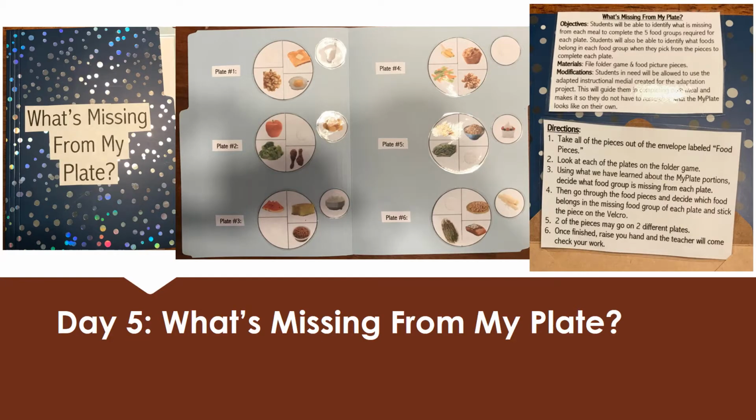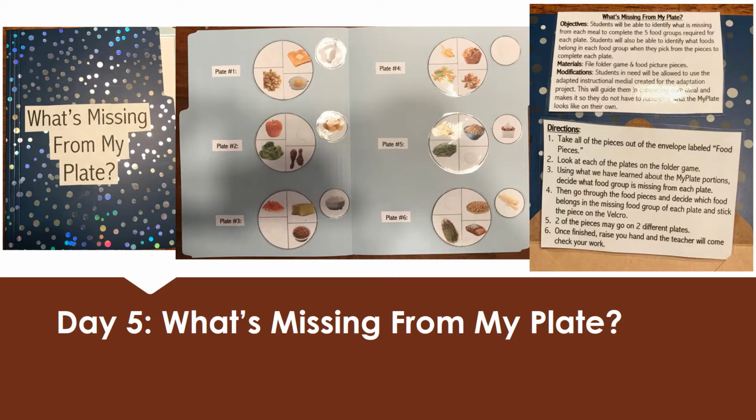The day 5 file folder game I made is called What's Missing from My Plate. This kind of covers the My Plate picture that we will go over in the 5th lesson, and shows how the 5 food groups correspond to each other and relate in proportions. So the picture in the middle shows what this game looks like whenever it's not completed yet. And on the right, you have the objectives card as well as the materials needed, and then the modifications you can make to this game. And then also the directions card, which is located in an envelope glued to the back of the folder.